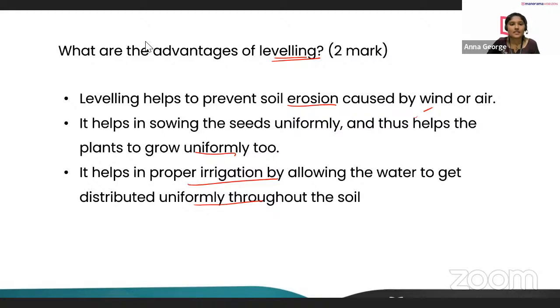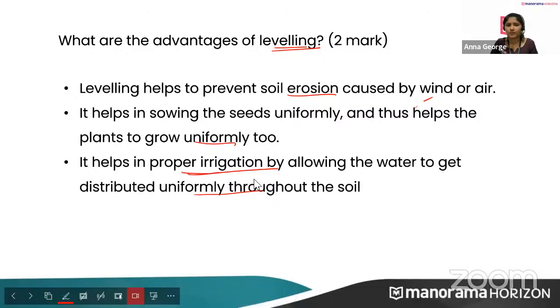Okay. Explain the last part. So it helps in proper irrigation. Why does it help in proper irrigation? What is irrigation? Watering the plants, right? So if the soil is leveled, this water can move through the soil in a proper manner, and this water can be uniformly spread throughout the soil.